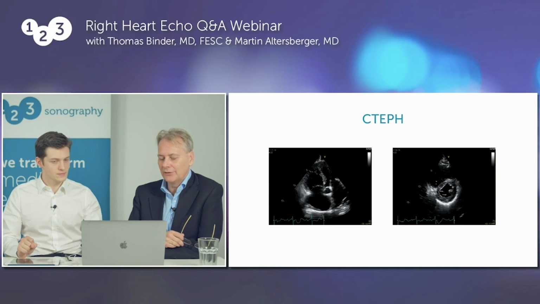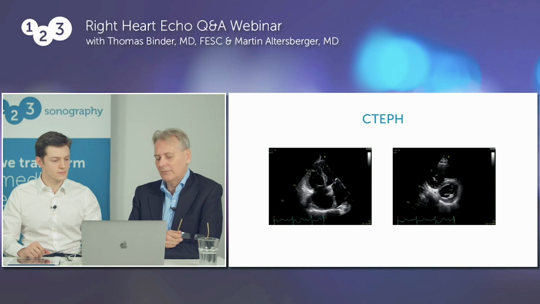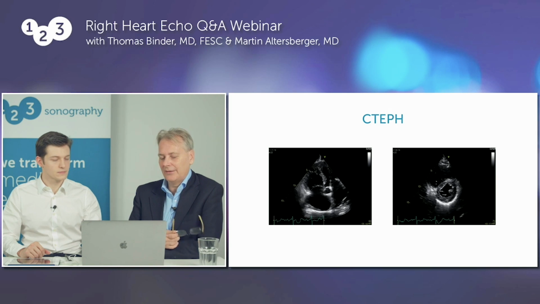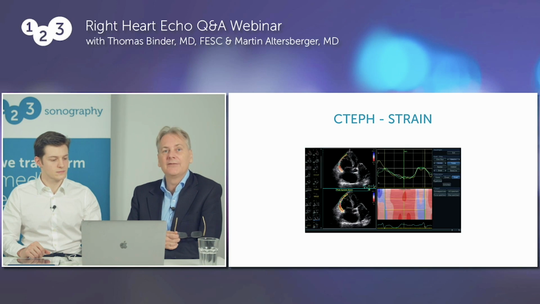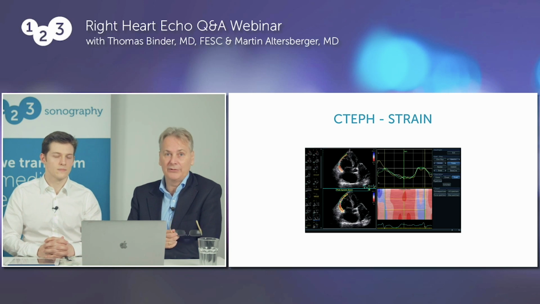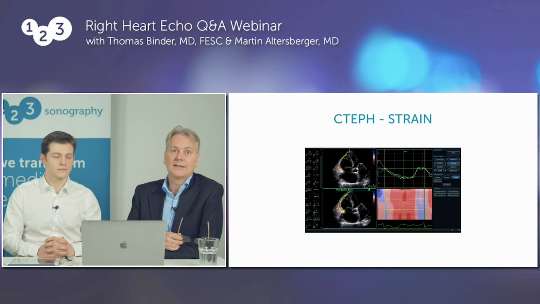Well, it's definitely reduced. You can tell that the area is not really decreasing. You see that there's not much longitudinal function. So even by eyeballing, which I believe is a very important primary parameter to look at right ventricular function, you will, I guess, agree that right ventricular function is not normal here.